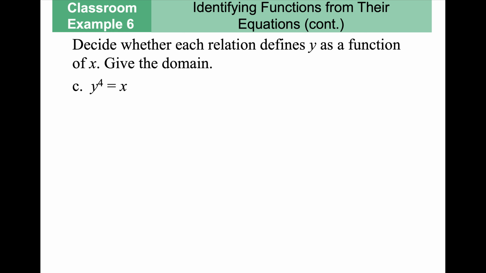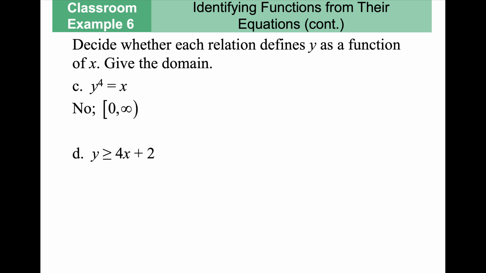Here, I have y to the 4th equals x. Well, I don't know what that graph looks like. So I'm going to take the 4th root of both sides and graph y equals the 4th root of x in Desmos.com or another graphing method. It does not pass the vertical line test when I do that. However, if I have the 4th root of x, I have a root there, so I have to look at where x is greater than or equal to 0, which would be 0 to infinity.